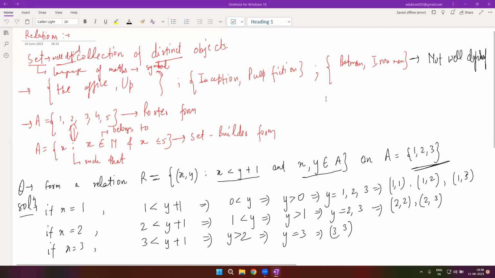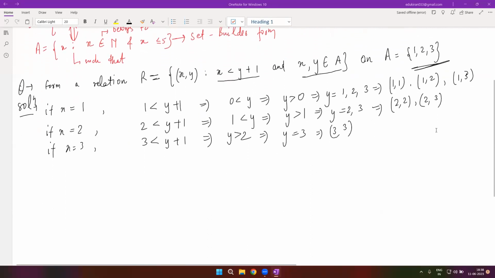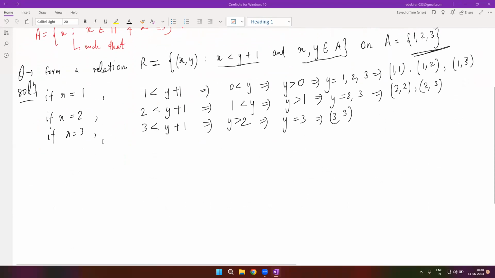Sets are a well-defined collection of distinct objects, right? And with the help of sets, we can do some operations. We can actually connect two sets, and there are two rules to do so. One is relations, and second is functions. Right. So let's start with the question again and revise the basics of class 11.